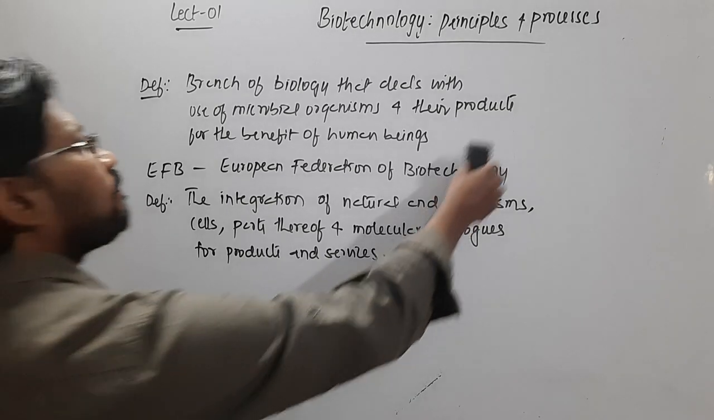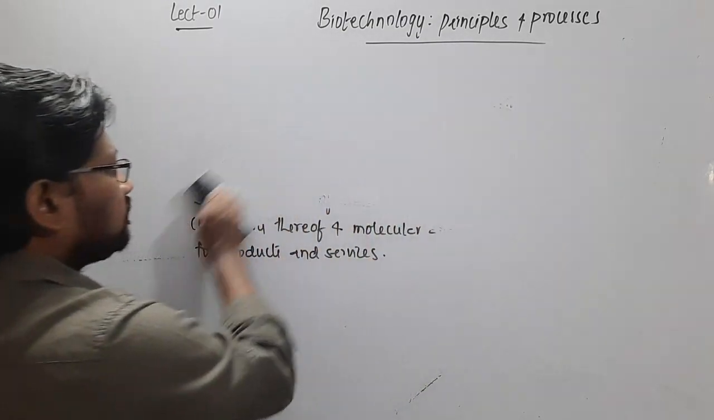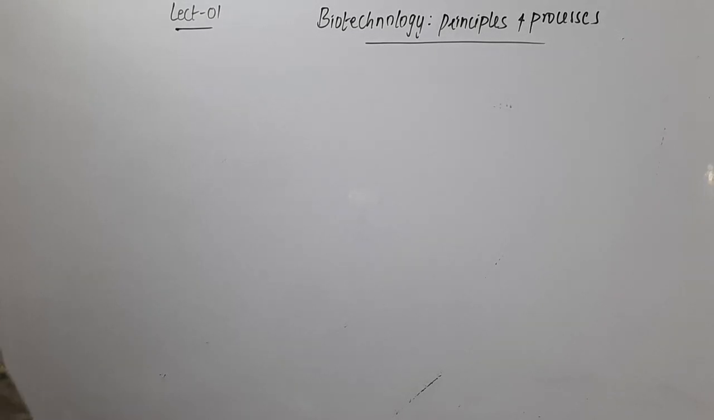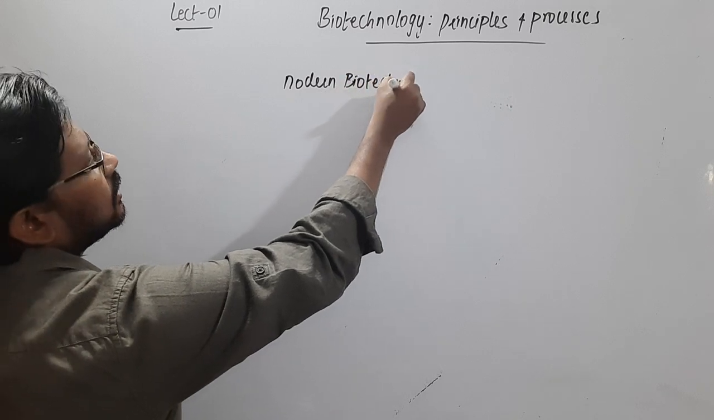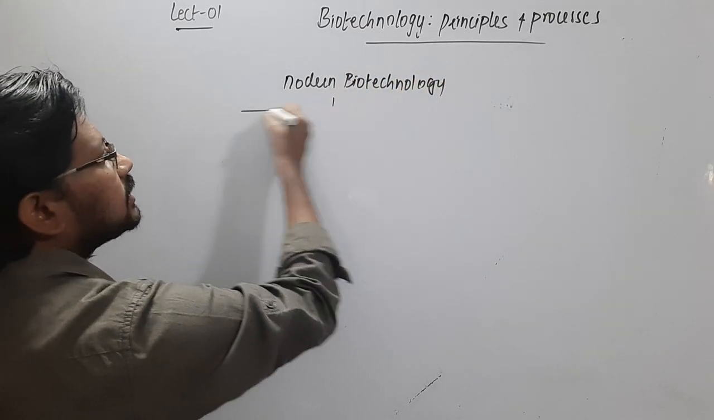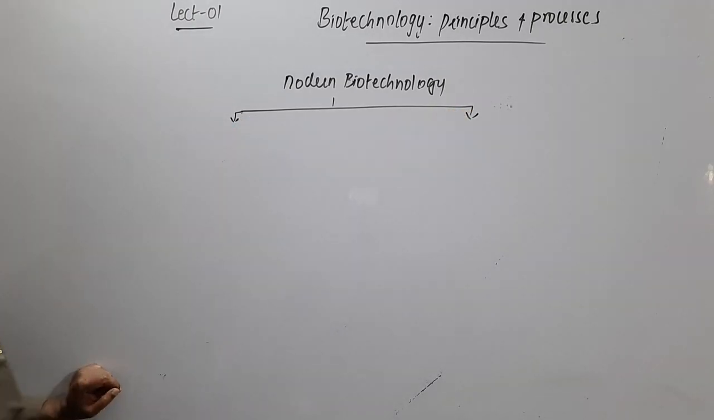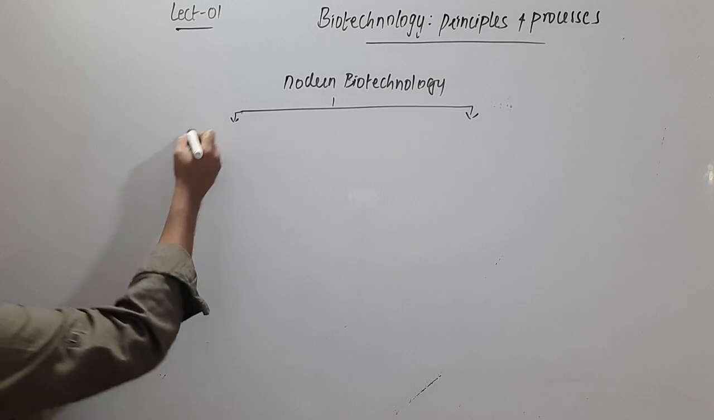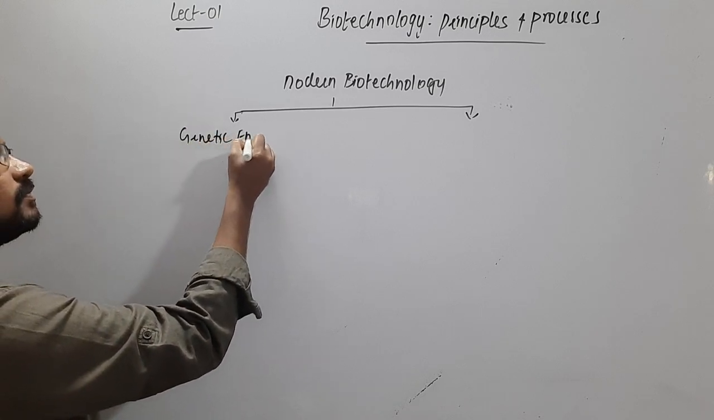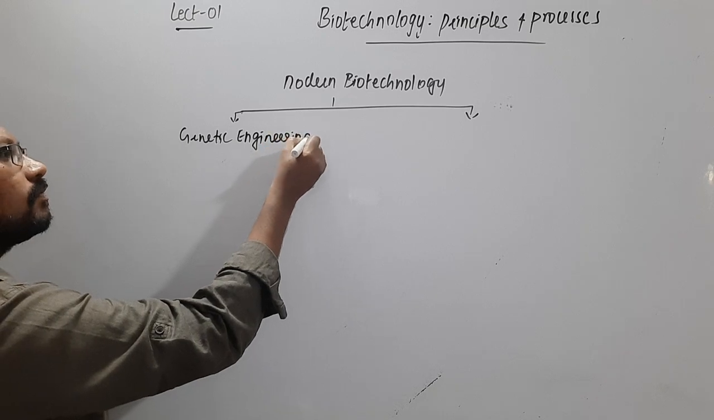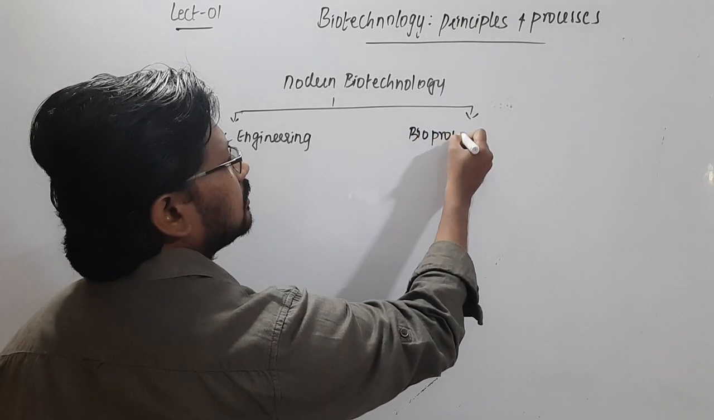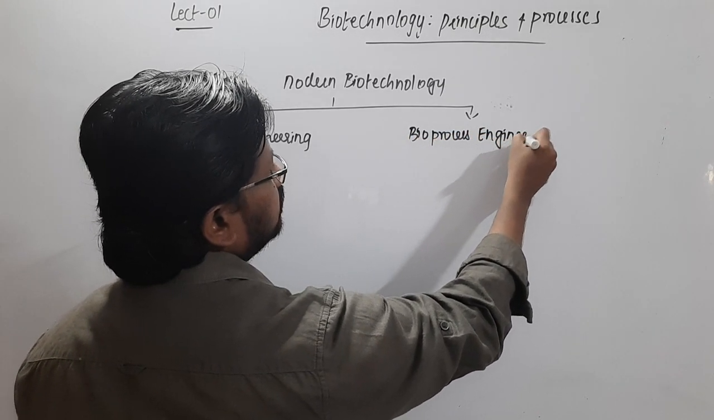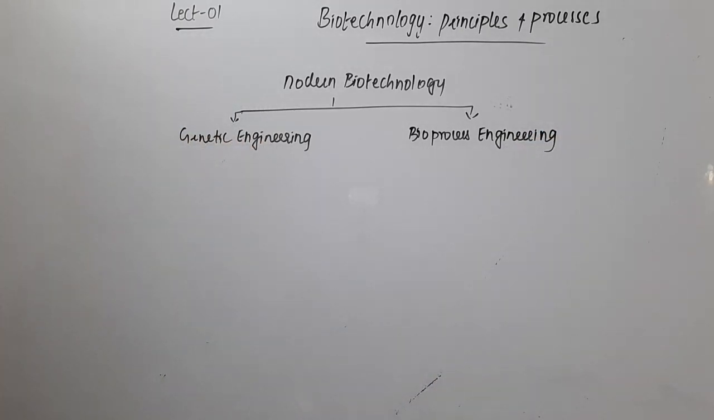Now let's look at modern biotechnology. It has two main branches. One is genetic engineering, and another one is bioprocess engineering. So it's called genetic engineering and bioprocess engineering.